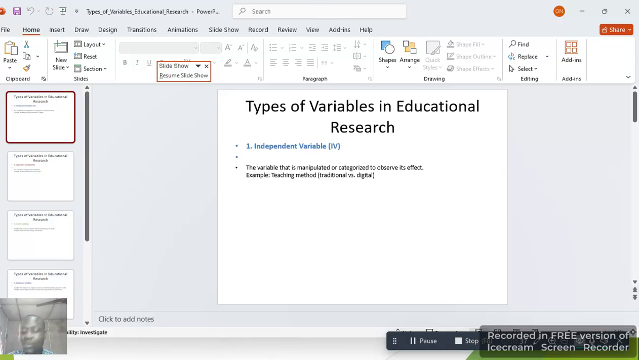For example, we can have the teaching method. We can have the traditional method of teaching and all other approaches of learning. These are examples of independent variables. They do not depend on anything in the variable that we are interested in.